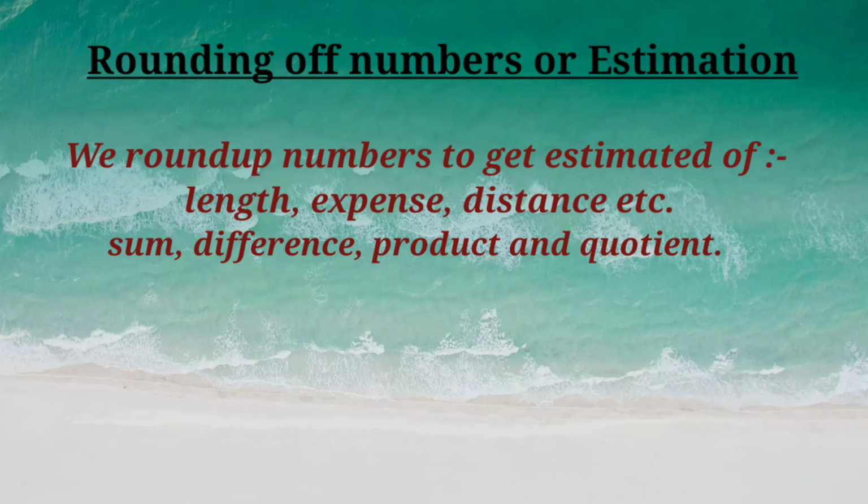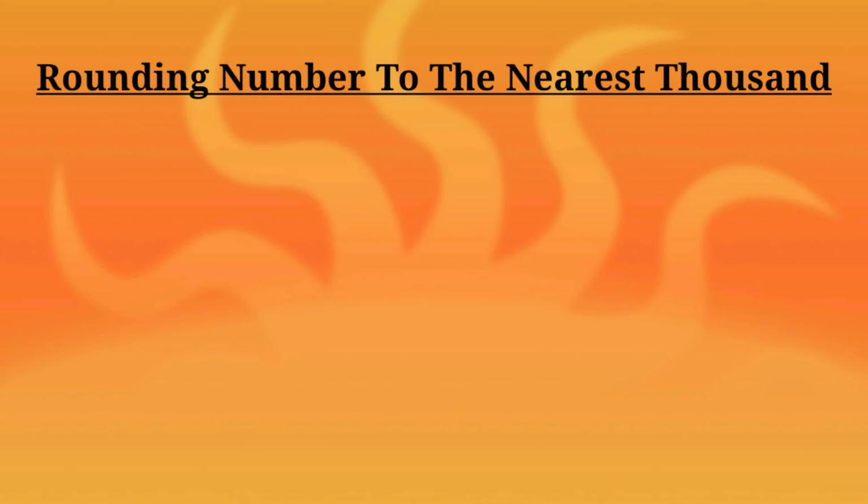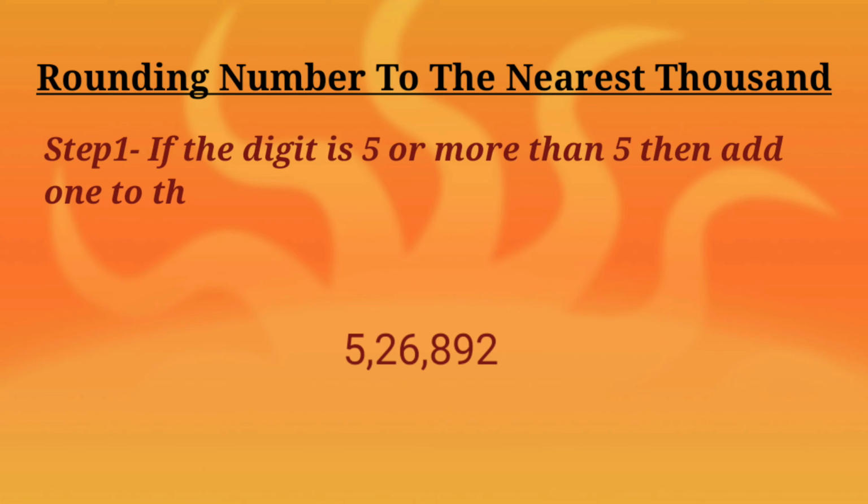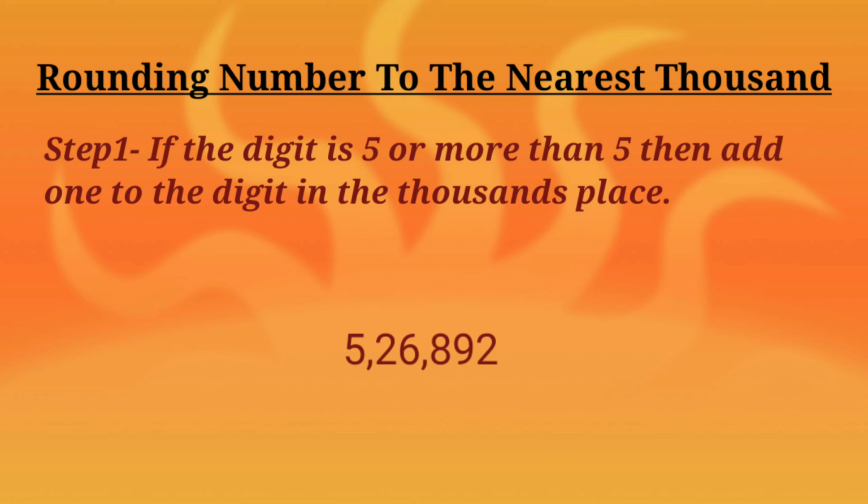First we will understand rounding numbers to the nearest thousand. Look at the given number. To round this number to the nearest thousand, we need to follow two simple steps. Step 1. Look at the digit to the right of the thousands place. If the digit is 5 or more than 5, then add 1 to the digit in the thousands place. Here the digit is 8, which we know is greater than 5. Therefore 6 changes to 7.